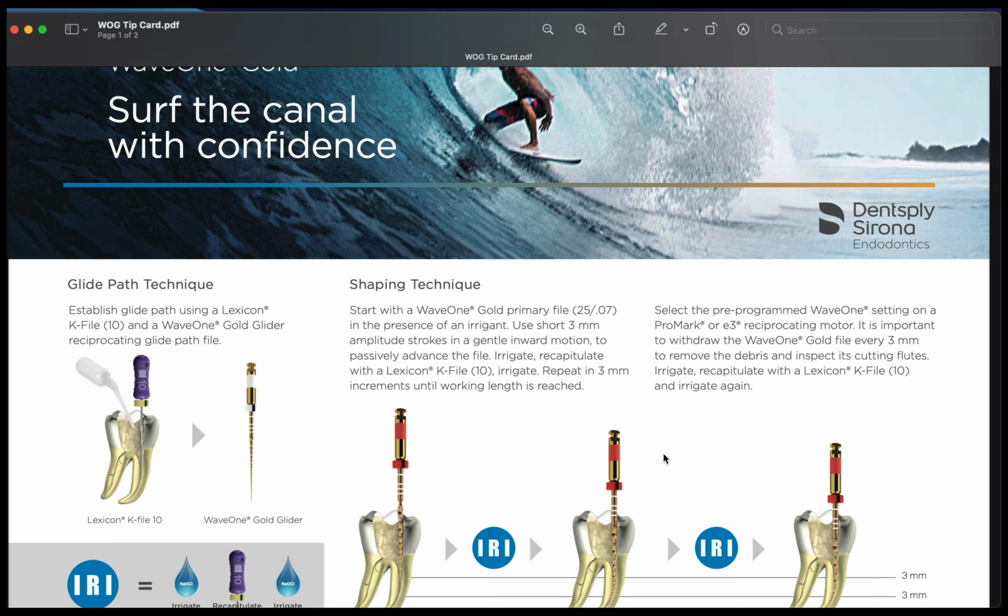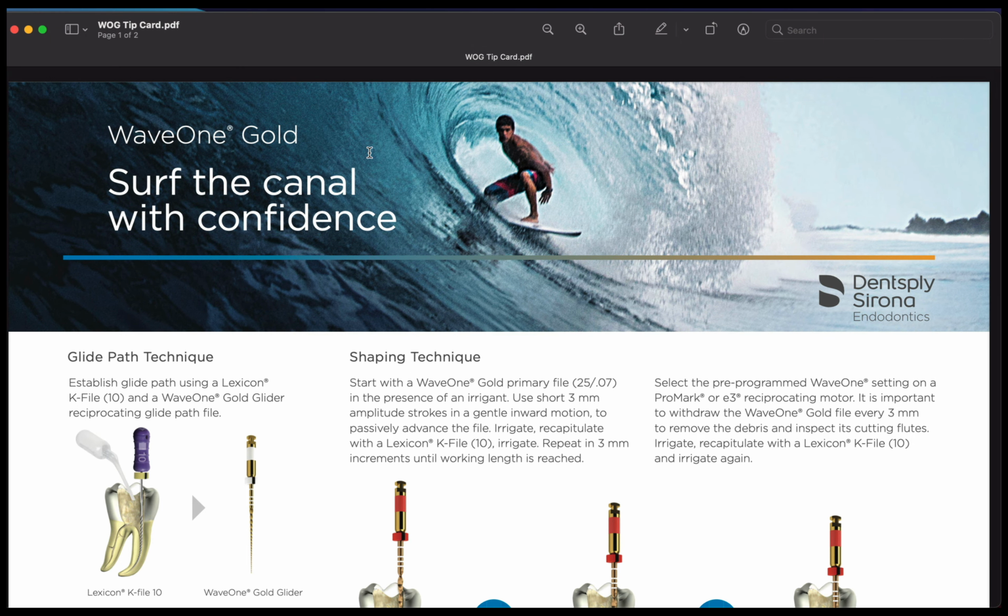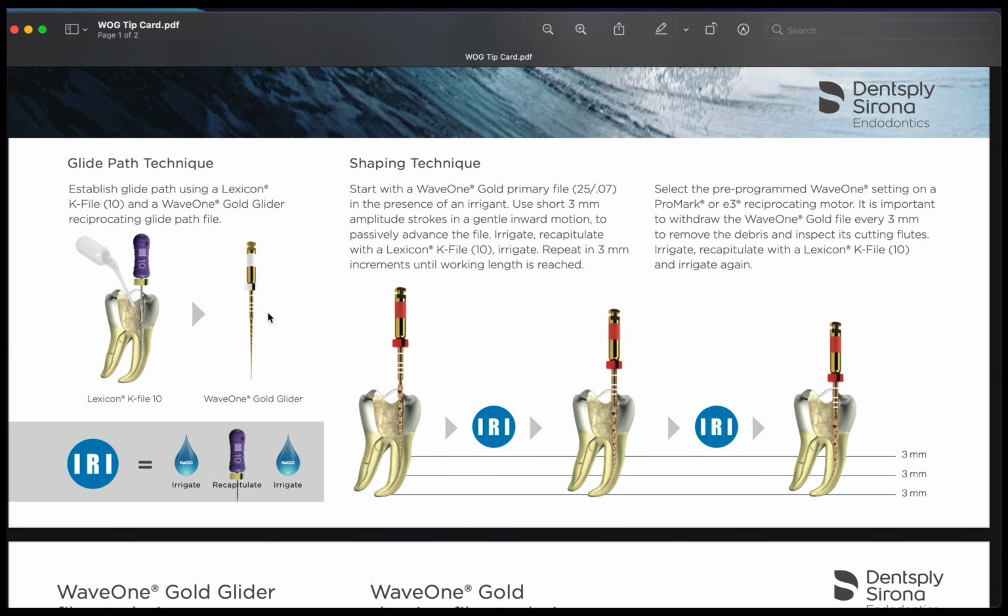And here's the tip card for the Wave 1 Gold system. They have this cool marketing with the surfer gliding and surfing the canal with confidence. They really try to stress that the Wave 1 Gold system is a single file system, and in most of your cases you can just proceed with your primary file, and the reciprocation motion is going to get you to the apex with a lesser chance of file separation, which is probably true. But you have to be careful to do this very slowly to minimize the amount of debris that you're packing apically, and hopefully not packing out through the apex of the tooth.